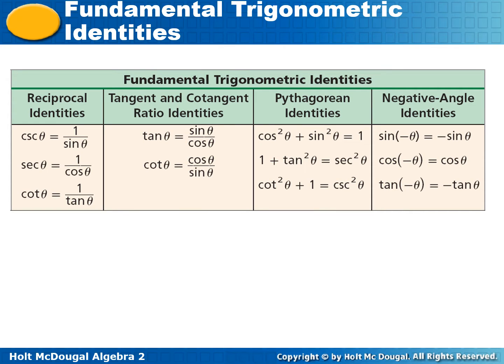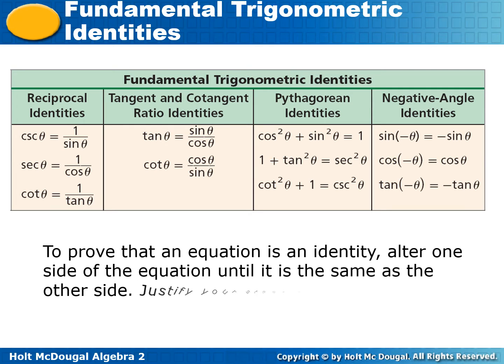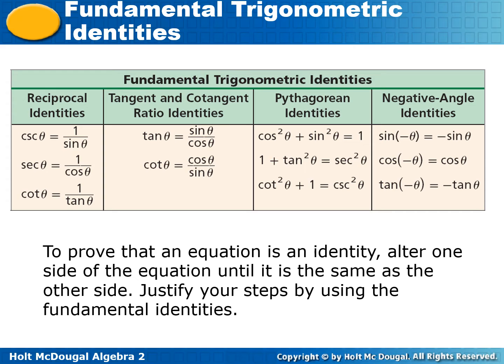Let us recall the fundamental trigonometric identities that we have learned before. We have the reciprocal identities, the tangent and cotangent ratio identities, and Pythagorean identities, as well as the negative angle identities. To prove that an equation is an identity, alter one side of the equation until it is the same as the other side. Justify your steps by using the fundamental identities.